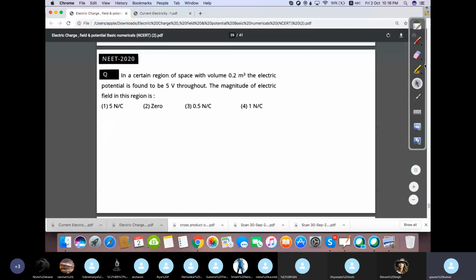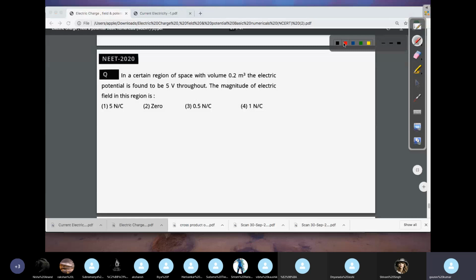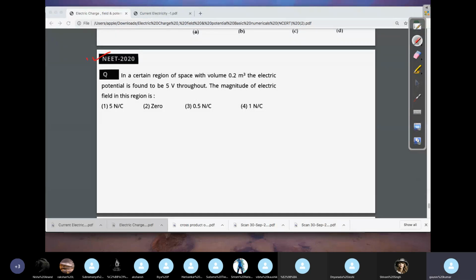Okay, give me the answer for this question. A very fresh question of NEET 2020. In a certain region of space with volume 0.2 meter cube, the electric potential is found to be 5 volt throughout. The magnitude of electric field in this region is, what is the answer? Fast. Everyone, you don't even need to raise hands, just say the answer directly.